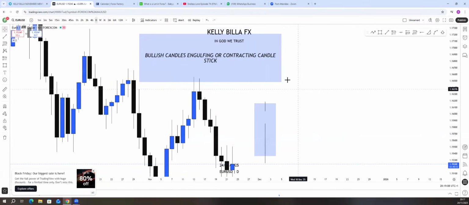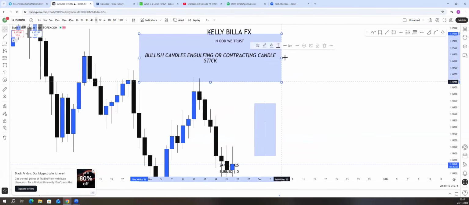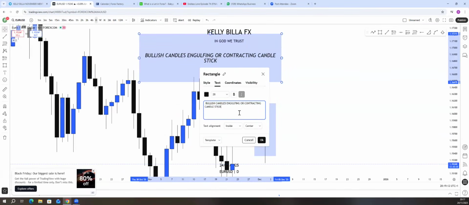Now let's go to the second kind of bearish candles. On the bearish candle, we are going to have the same thing. Either it's engulfing or it is contracting.